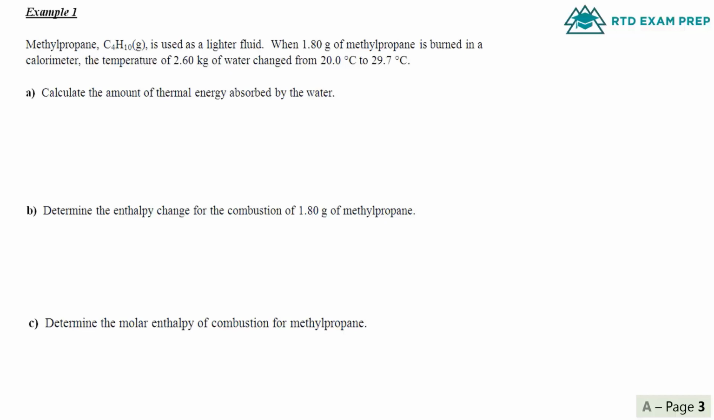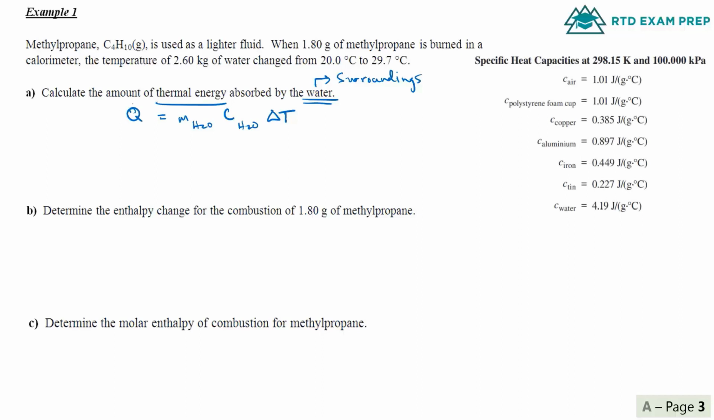Now recall, because we're calculating thermal energy, and in this case we're dealing with the thermal energy absorbed by water, remember that water is what is serving as the surroundings for our chemical reaction. Water is the surroundings. So what we're going to be calculating is a Q. We know that to calculate a Q, it equals the mass of our water surroundings times the specific heat capacity of water times the change in temperature, or delta T. For the specific heat capacity of water from our data book, we know it's 4.19 joules per gram degree Celsius.